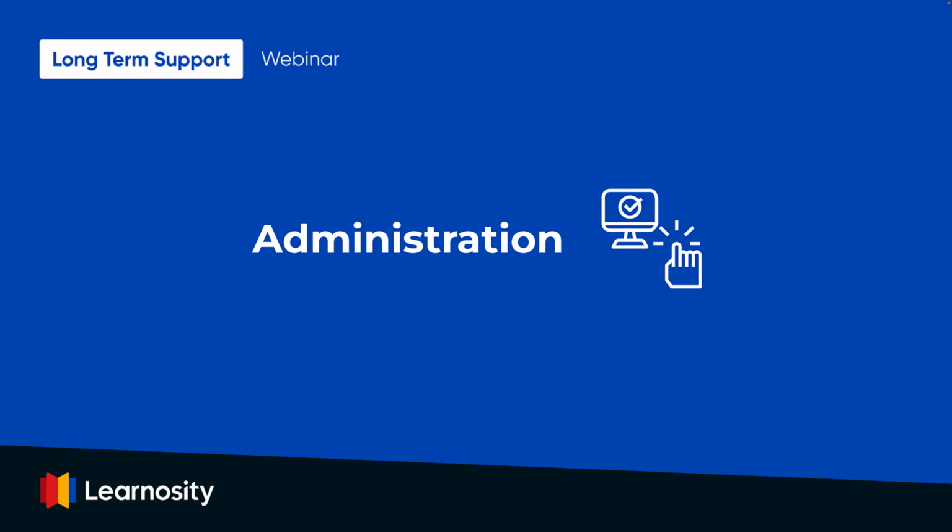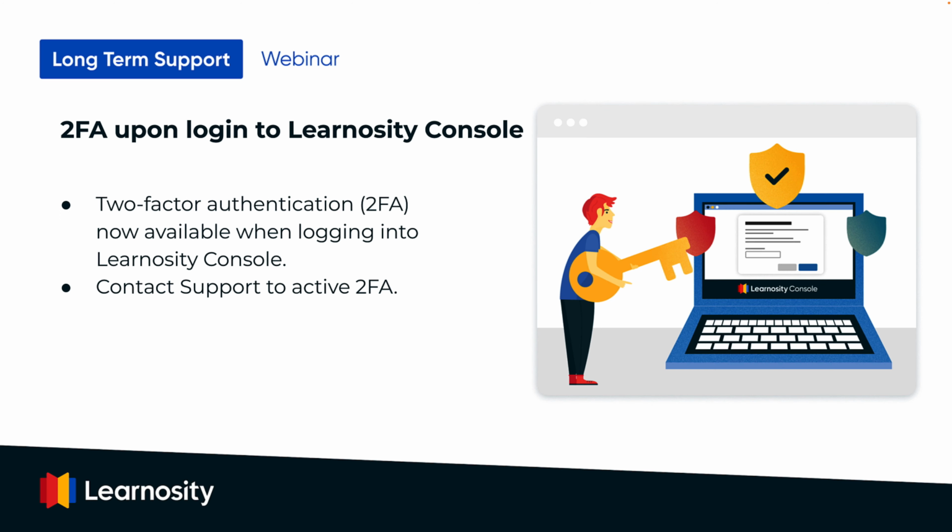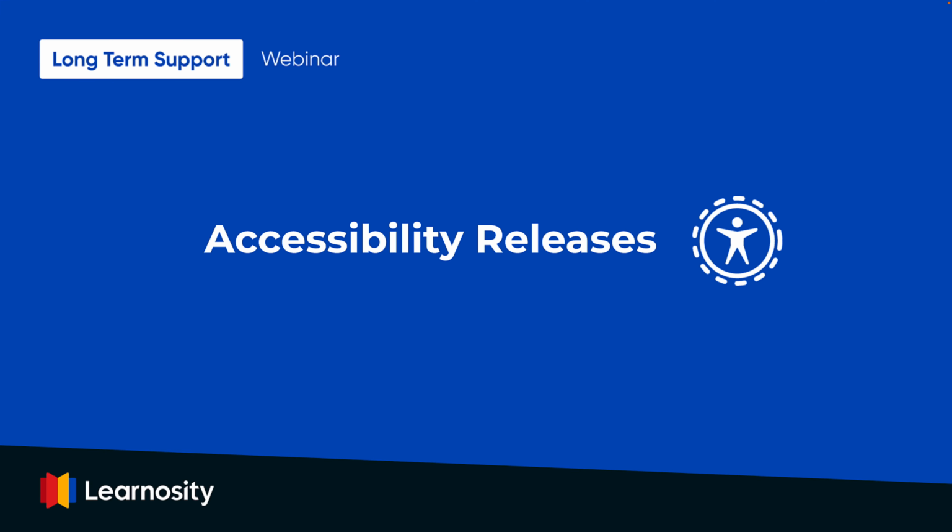Next up, let's take a look at our new updates in administration. Learnosity Console just had a major makeover. We've refined the navigation structure to be more intuitive and made numerous UI improvements. So management of Learnosity implementations is now a lot smoother. We've just added two-factor authentication, or 2FA, when logging into Learnosity Console. So users' accounts now have an extra line of defense. To activate 2FA, if it's not already, customers can contact support. Next up, let's look at accessibility.